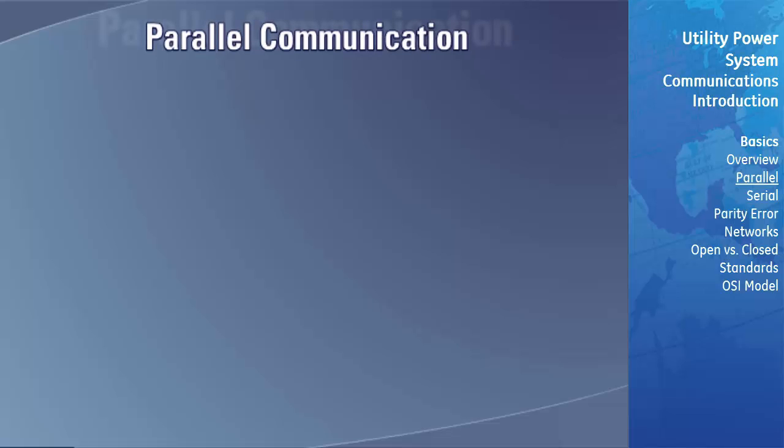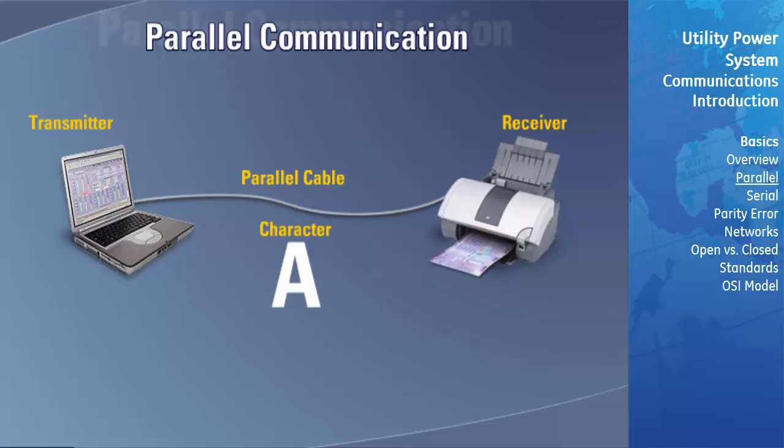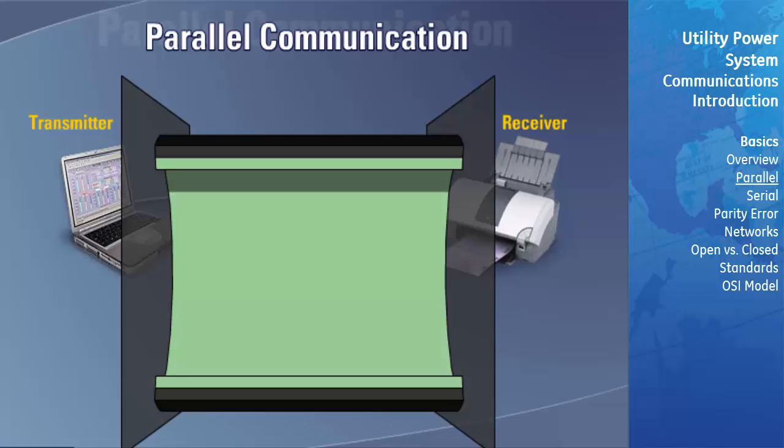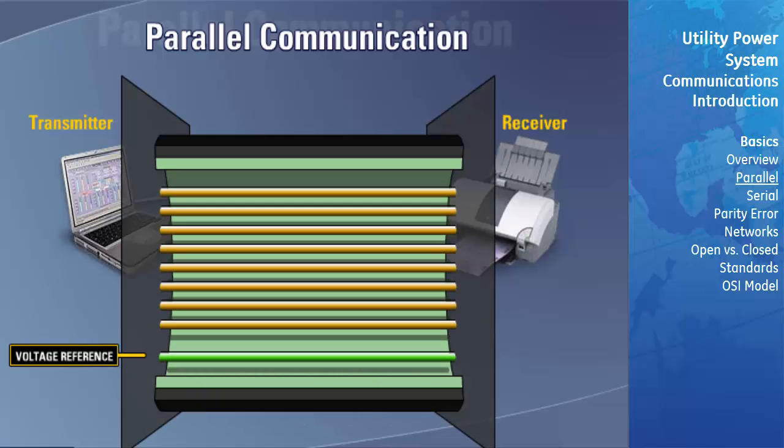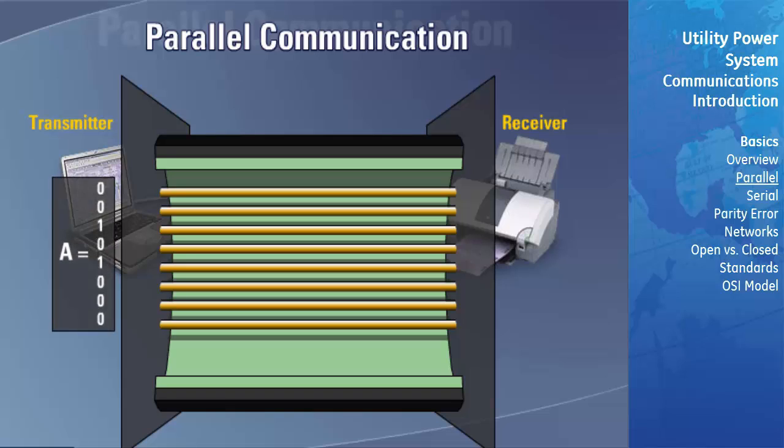Let's take a look at how the character A is transmitted through a parallel communication link. This type of link uses 8 separate conductors and a common connected between two devices. Each of these 8 conductors carries an electrical voltage, which represents either the logic 1 or logic 0 bit code. The transmitter first converts the ASCII bit pattern for the letter A into voltage levels.